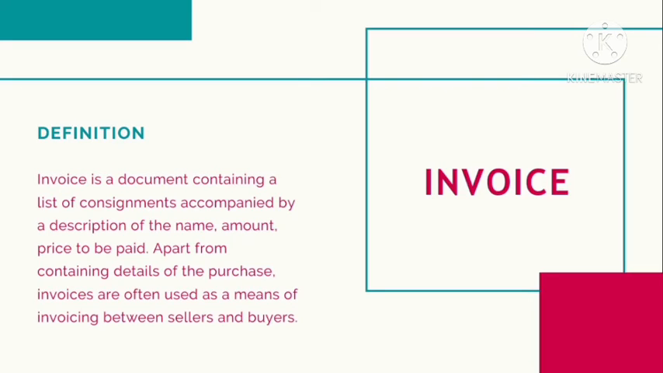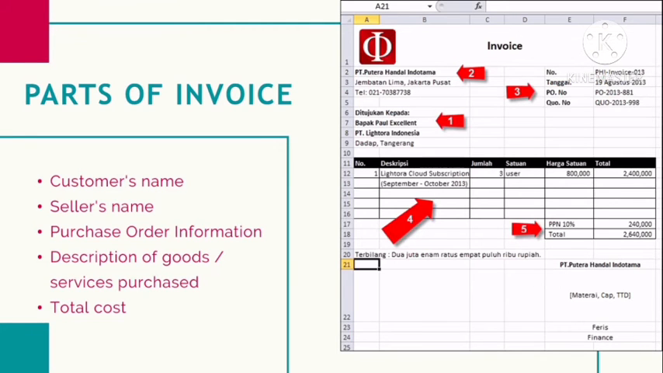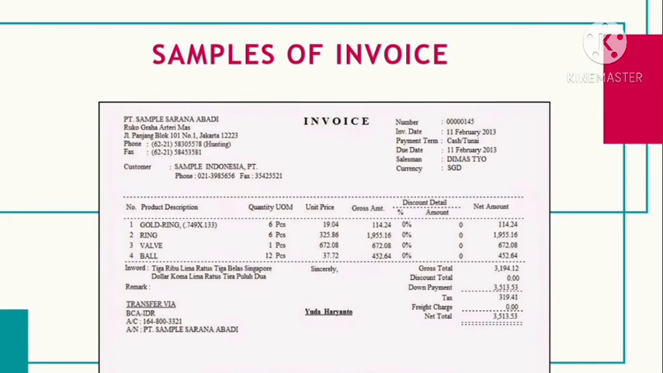Definition of invoice is a document containing a list of consignments accompanied by a description of the name, amount, and price to be paid. Apart from containing details of the purchase, invoices are often used as a means of billing between sellers and buyers. Next is the parts of invoice. There are customer's name, seller's name, purchase order information, description of goods or service purchased, and then total cost. There are samples of invoice. You can see in here.